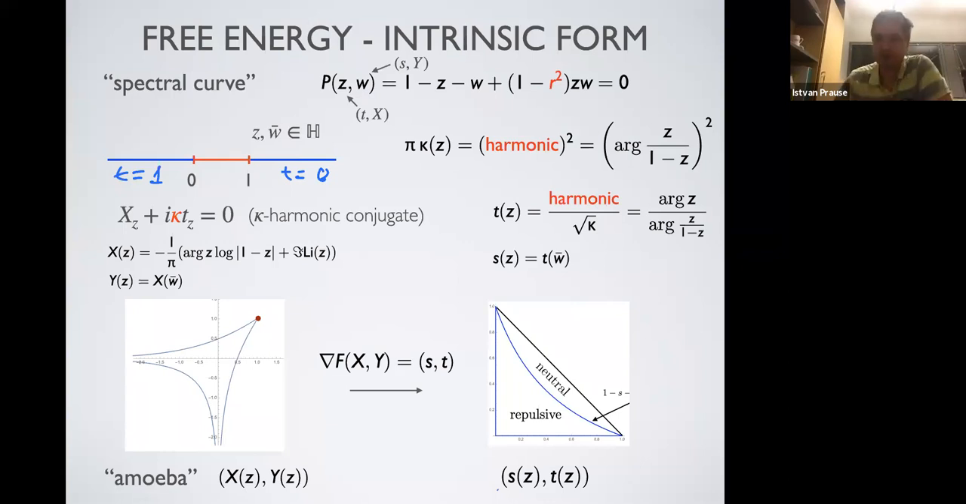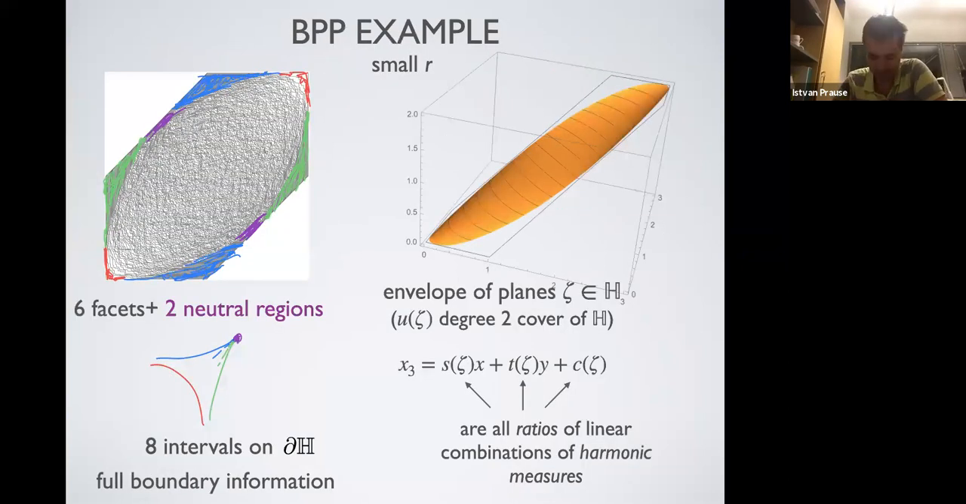Okay, but now let's go back and look at this box plane partition example. What's going on there? So this is the amoeba picture. It has these three facets, but there is also this conic extra face for this conical point. So again, for finding the limit shape, because it has trivial potential, we know that it's an envelope of planes for which the coefficients are ratios of harmonic functions.